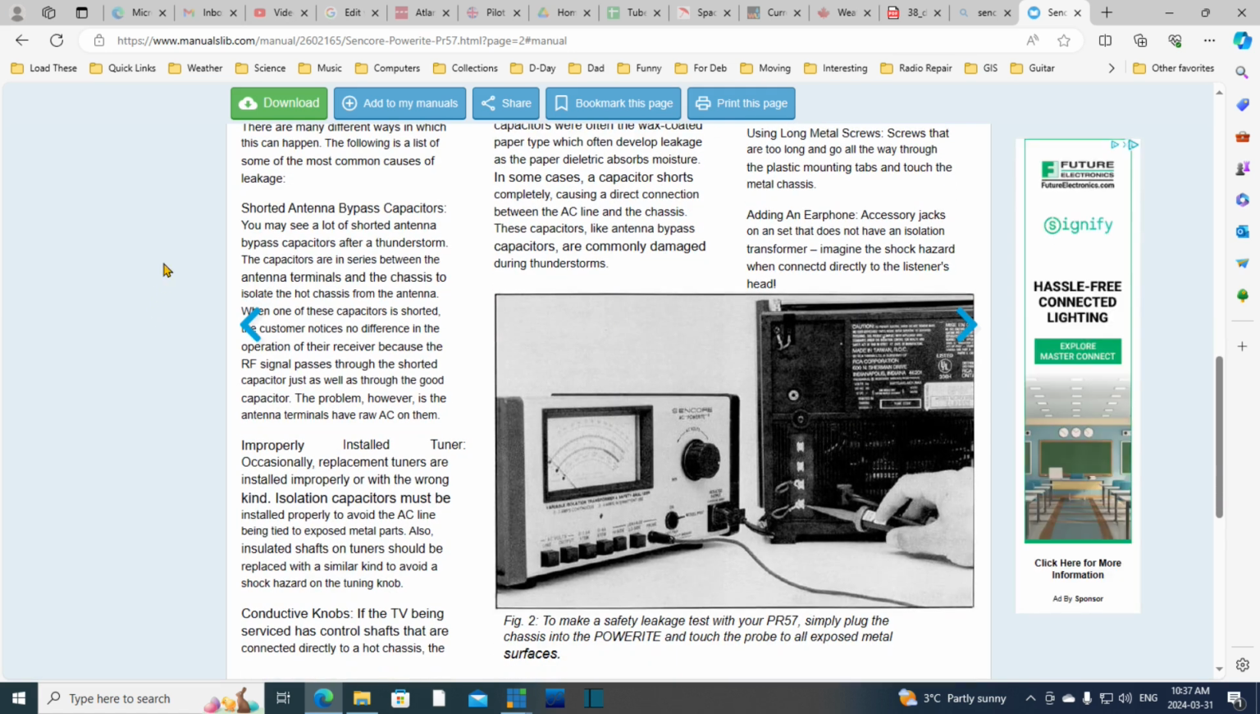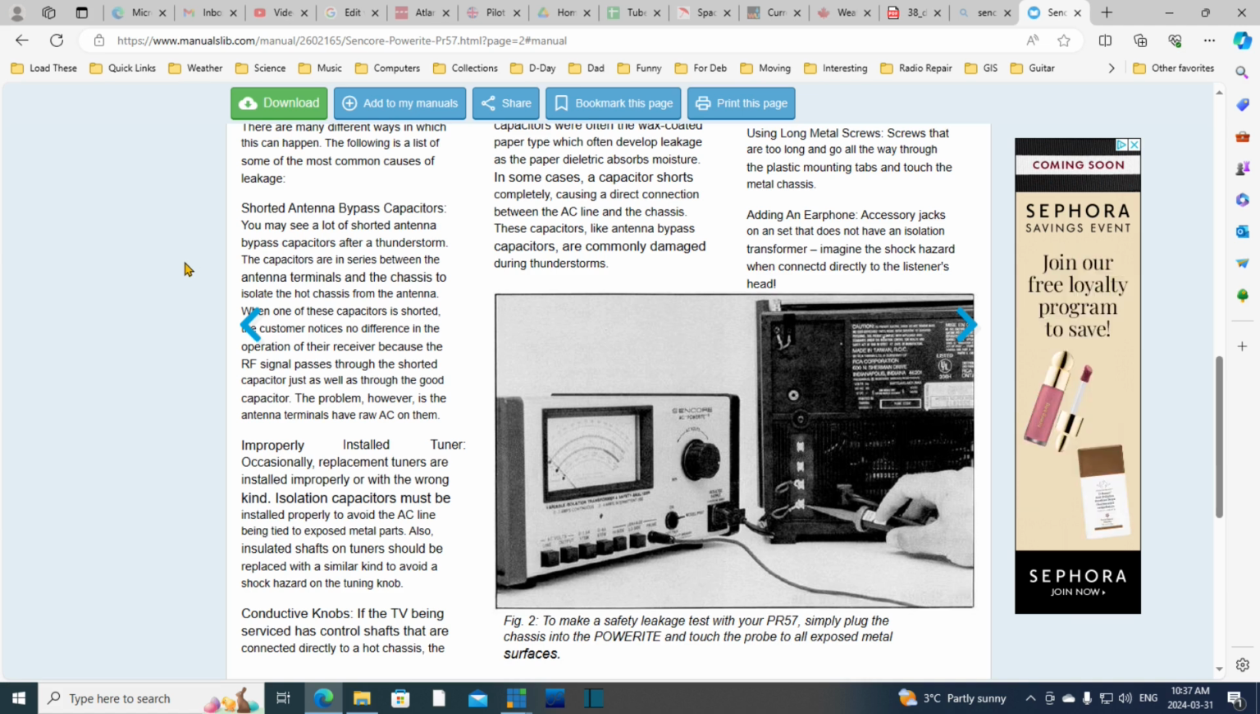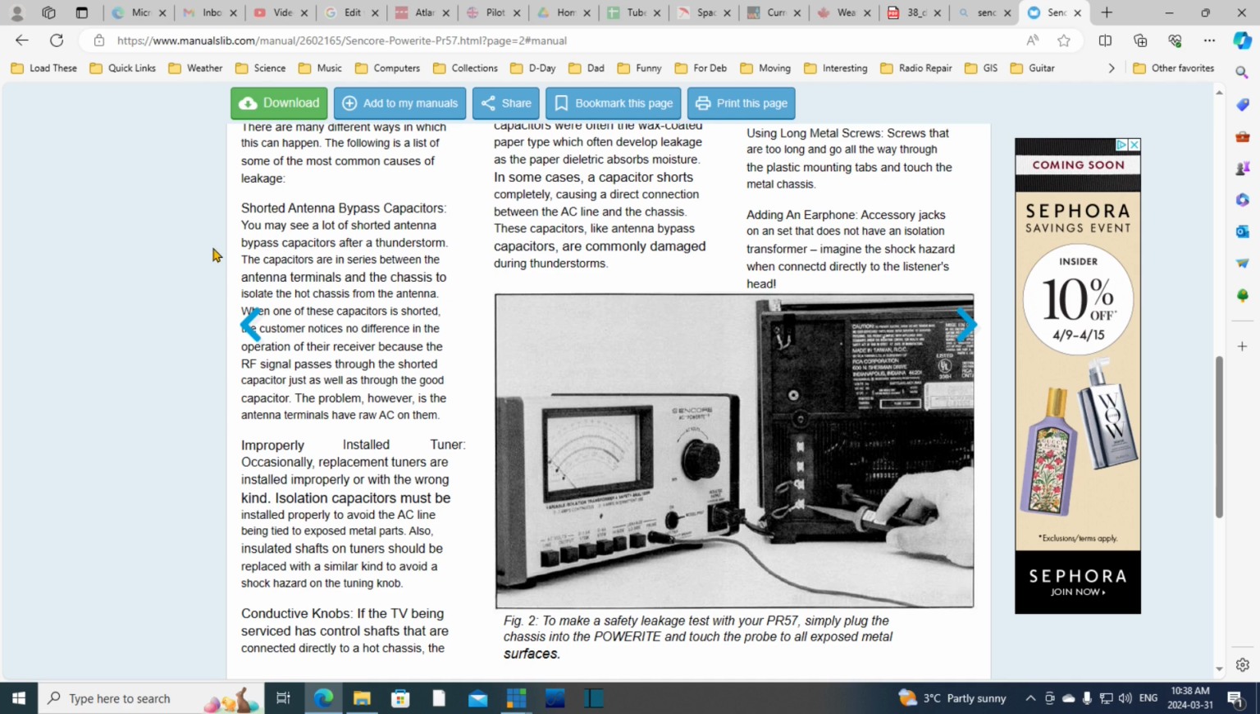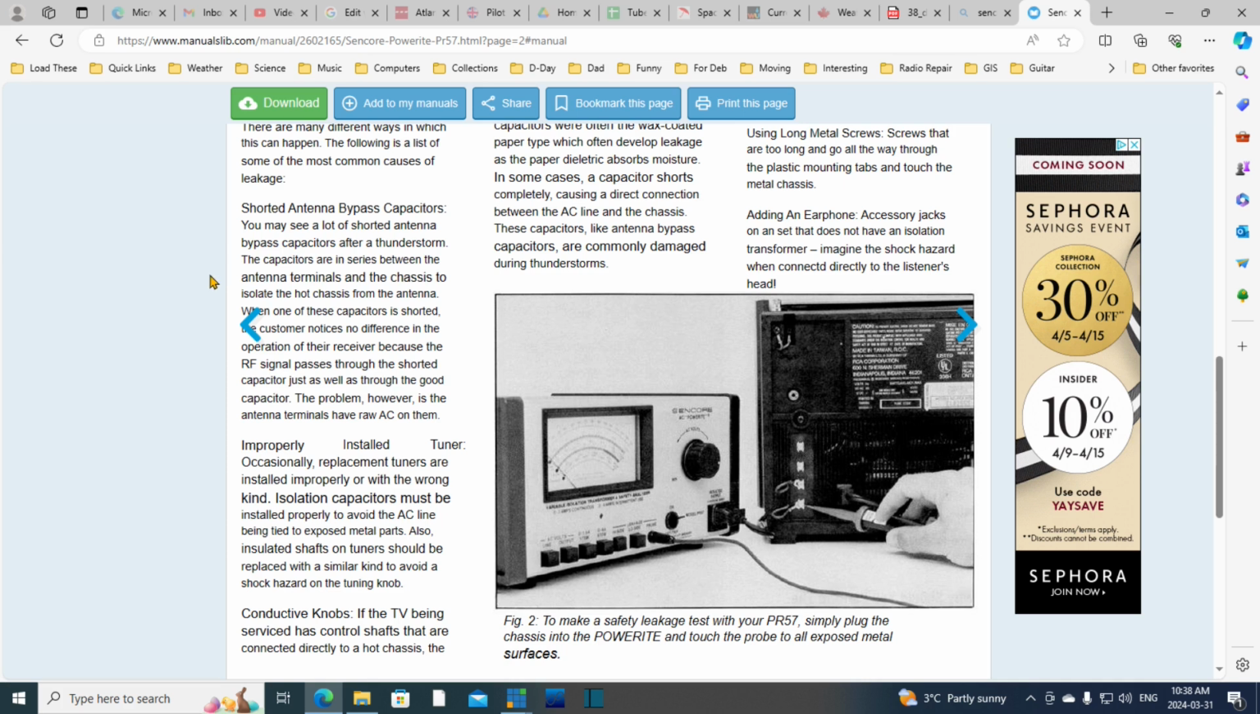Leakage to the chassis. Shorted antenna bypass capacitors. You may see a lot of shorted antenna bypass capacitors after a thunderstorm. The capacitors are in series with the antenna terminals and the chassis to isolate the hot chassis from the antenna. Did you get that? Let me just repeat that. The capacitors are in series between the antenna terminals and the chassis to isolate the hot chassis from the antenna. Because people are going to handle the antenna, and almost certainly the antenna is going to be a bare wire. And they're going to be in their backyard walking around with wet running shoes on their lawn. And they're ready to get killed.